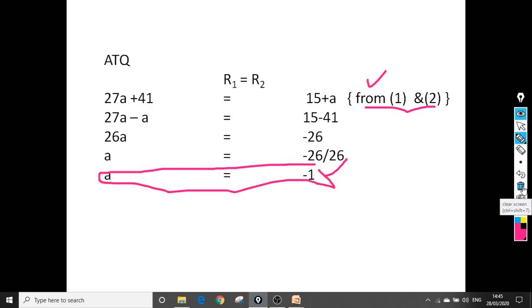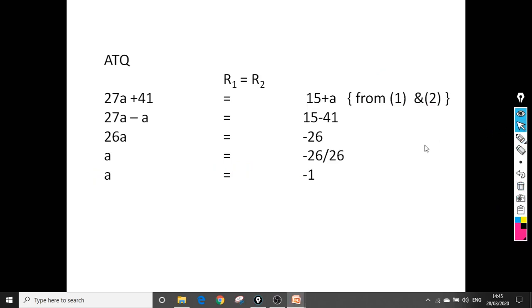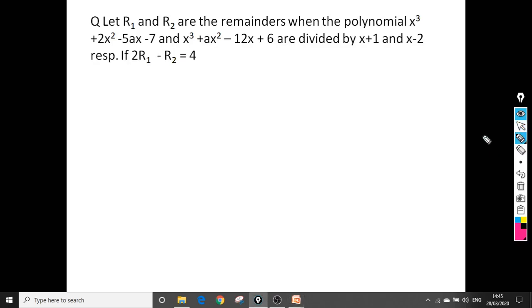Let us try another problem on this concept. If r1 and r2 are the remainders when the first polynomial, x cubed plus 2x squared minus 5ax minus 7, and the second polynomial, x cubed plus ax squared minus 12x plus 6, are divided by x plus 1 and x minus 2 respectively. This respectively means the first polynomial is divided by x plus 1, and the second polynomial is divided by x minus 2. If 2 times r1 minus r2 is equal to 4, this is the condition given in the question.